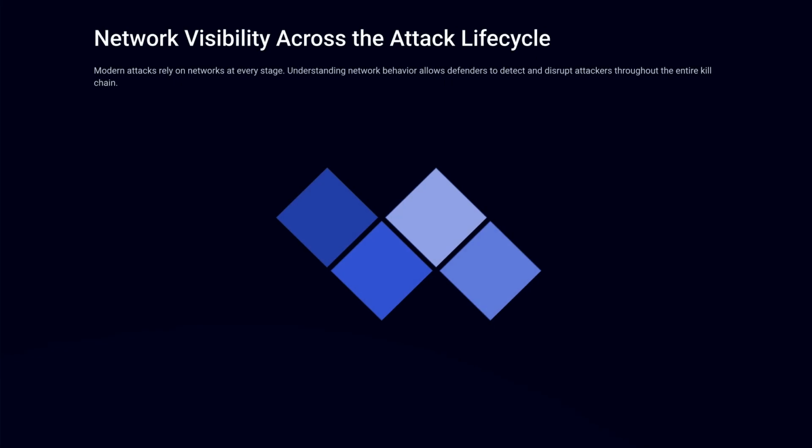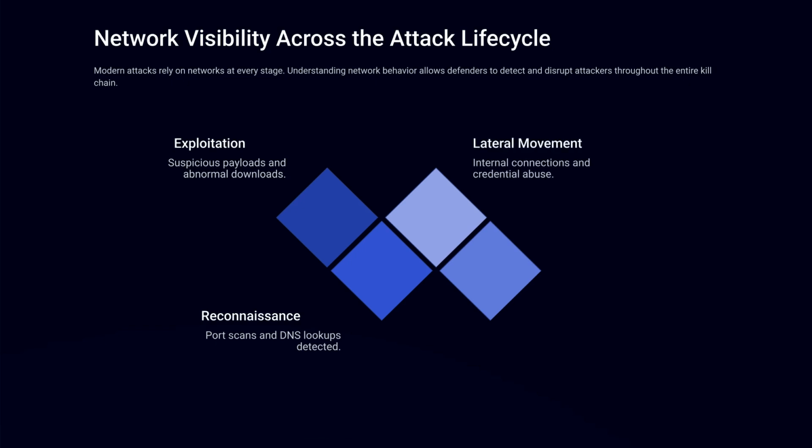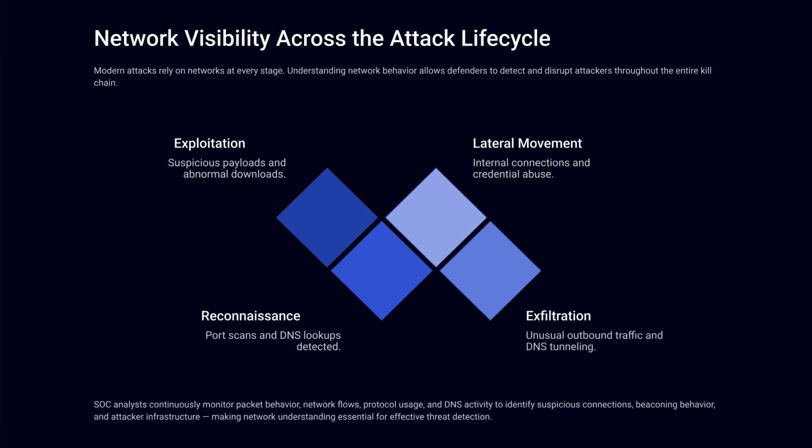Network visibility is crucial across the attack lifecycle. Reconnaissance involves port scans. Exploitation includes suspicious payloads. Lateral movement features internal connections and credential abuse. Exfiltration utilizes unusual outbound traffic and DNS tunneling.